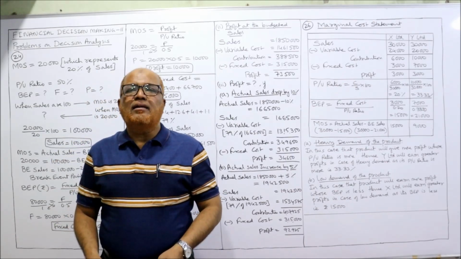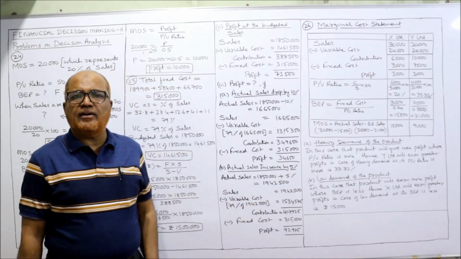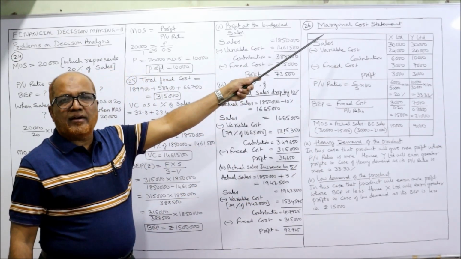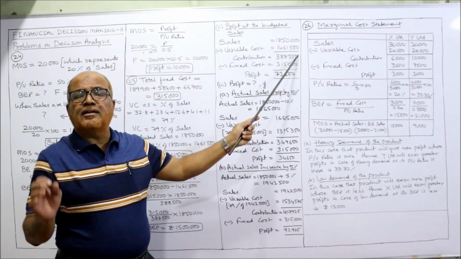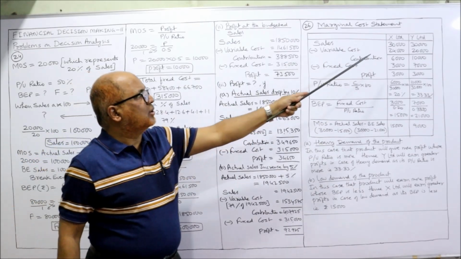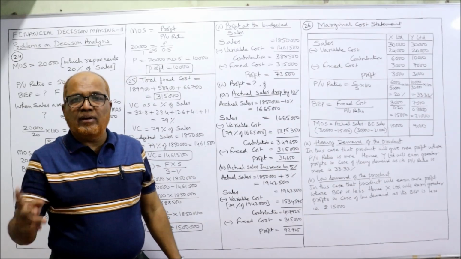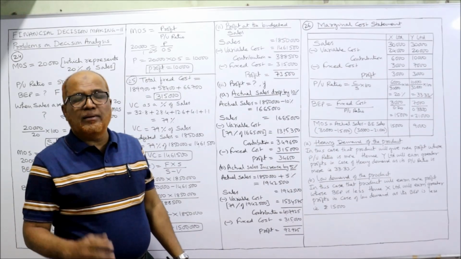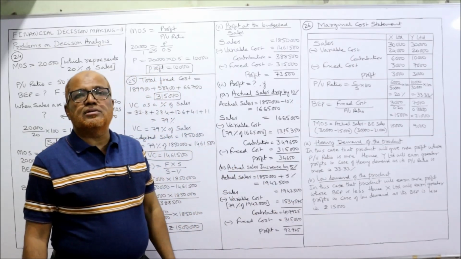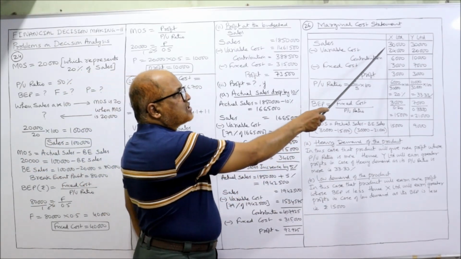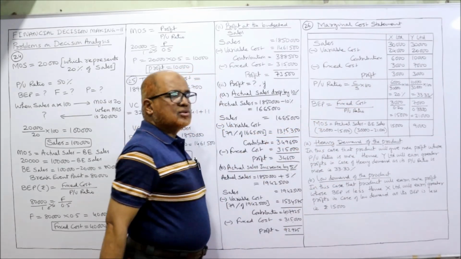First question, calculate the BEP and MOS of each business. Easily we can find out. In the marginal cost statement we make two columns, X Limited and Y Limited. Sales, 30,000 for both the companies. So 30,000, 30,000. Sales minus variable cost. The variable cost is different. For X Limited it is 24,000 and Y Limited it is 20,000. So sales minus variable cost, 30 minus 24, 6,000, and 30 minus 20, 10,000.